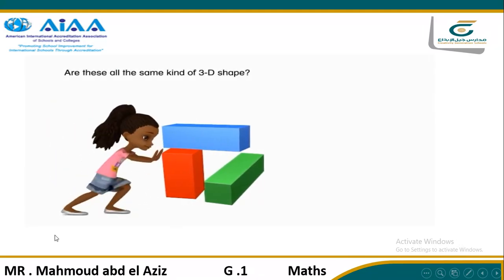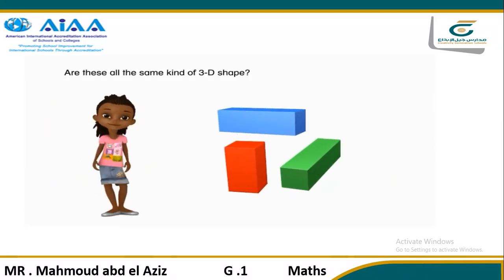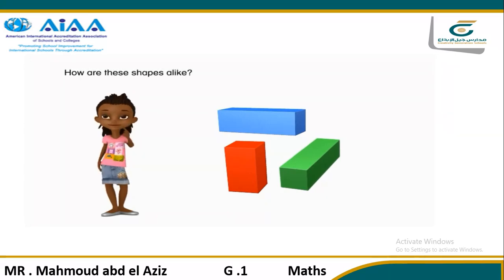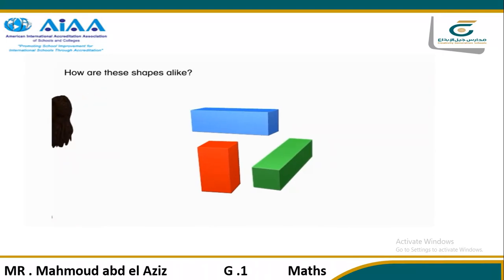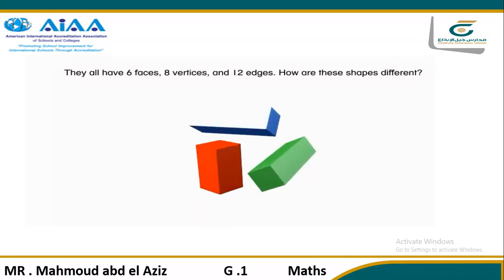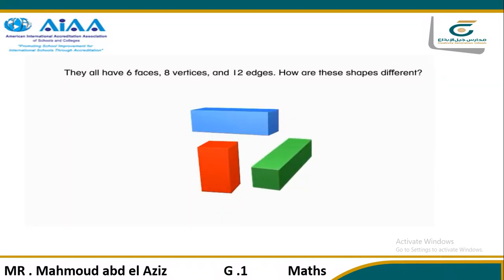Are these all the same kind of 3D shape? Let's find out! How are these shapes alike? They all have 6 faces, 8 vertices, and 12 edges. How are these shapes different? They are different colors and sizes. They are also in different positions.